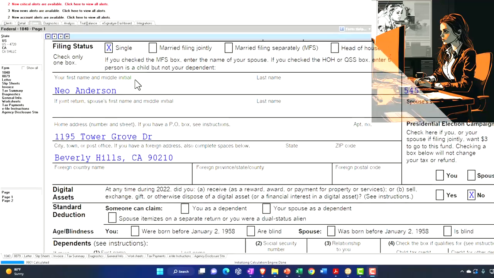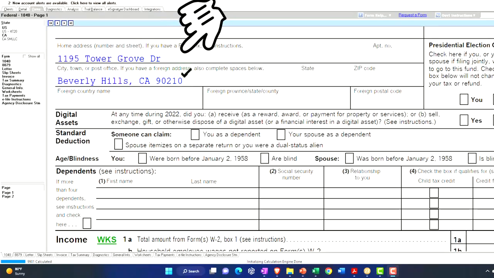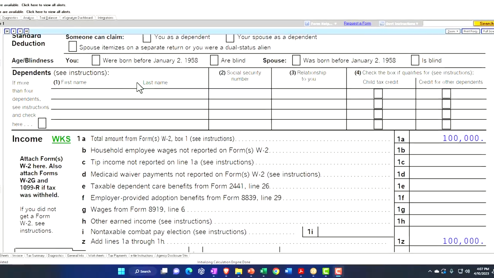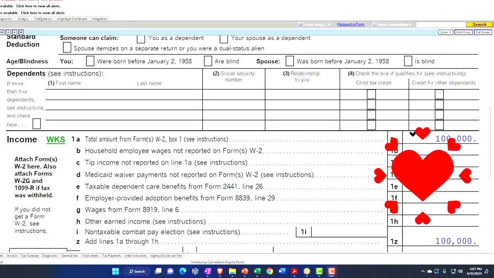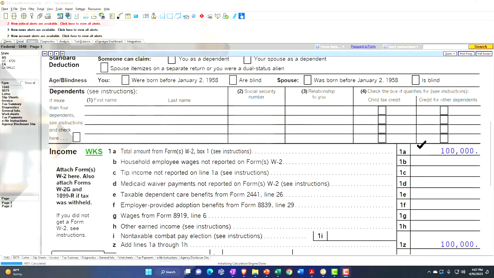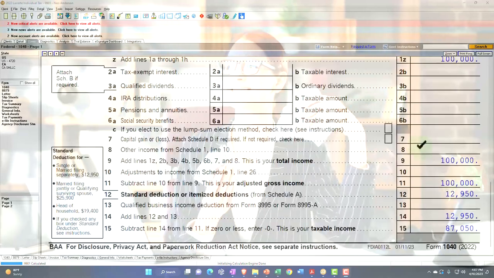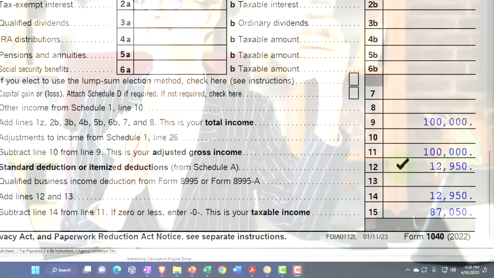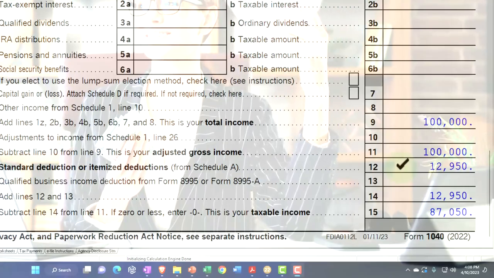Starting point, we have the single filer, Mr. Anderson, living in Beverly Hills, 90210, with $100,000 of W-2 income, which is way over the threshold to get the earned income tax credit, but that's just where we have been starting, so we'll start there. And then we've got the $12,950 standard deduction being taken.